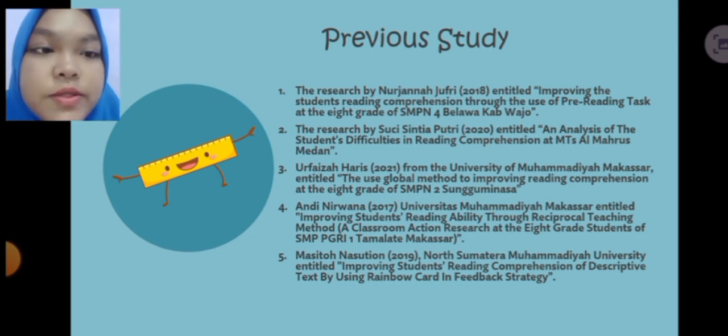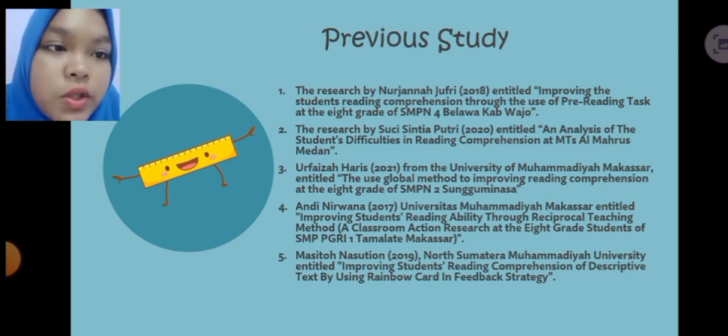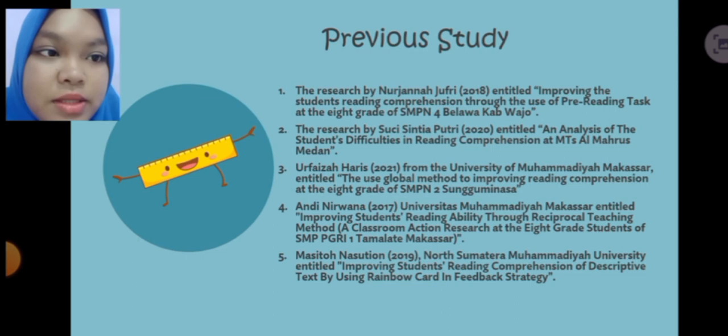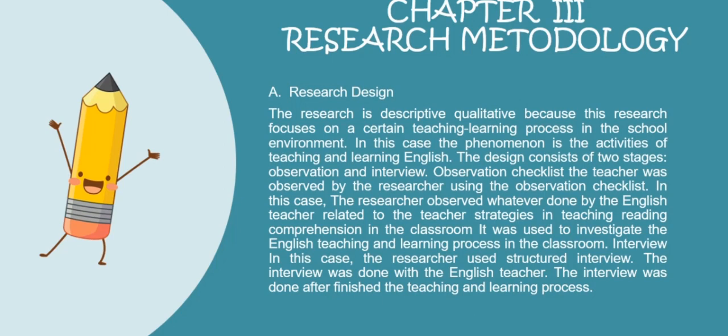And then the last one is Masito Nasution, 2019, from North Sumatra Muhammadiyah University, entitled "Improving Students' Reading Comprehension of Descriptive Text by Using Rainbow Card and Feedback Strategy."